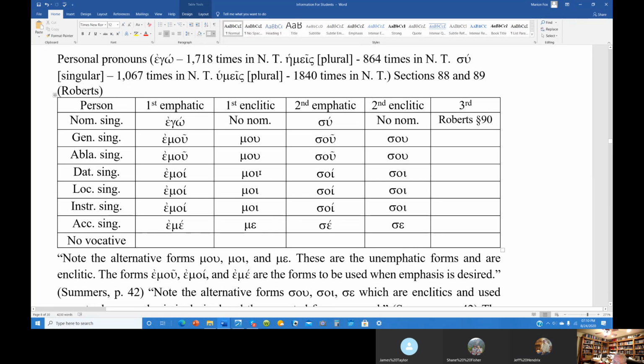Now, James, this is going to be rehashed for you. I'm sorry. Okay. Quite all right. But ego is emphatic.